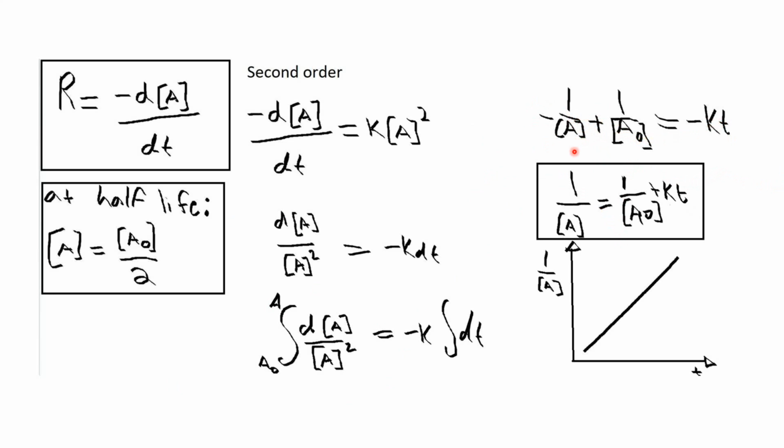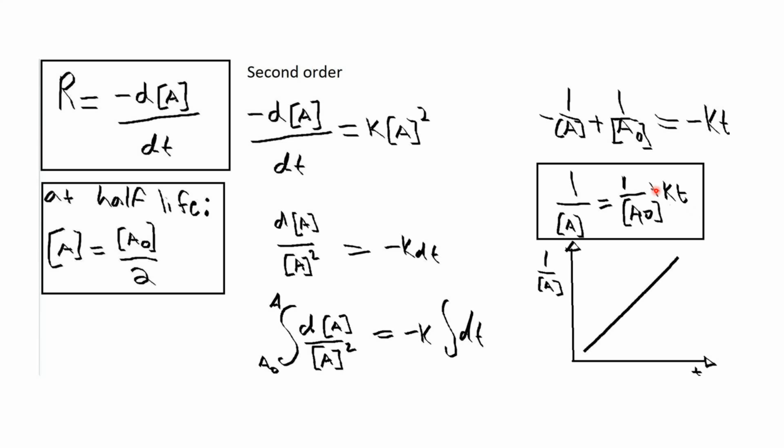Now solve for 1 over A. You take 1 over A initial to the other side, it becomes a negative, and so the whole equation will be negative, so you can just cancel the negative out. So you get 1 over A is equal to 1 over A initial plus kt. Now this is the only order that has a positive slope when graphed, and it has a positive sign next to the k and not a negative.